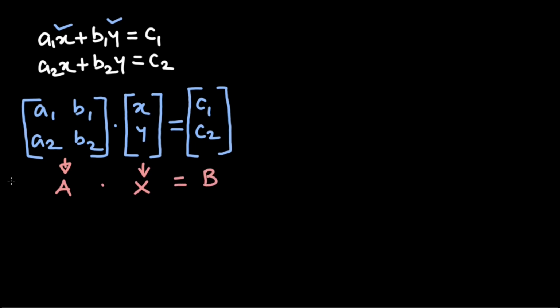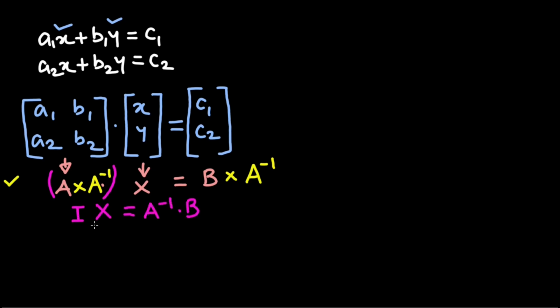We write the product AX as B. Now we multiply this equation AX equals B by A inverse. So we write A inverse into A into X equals A inverse into B. Now we know that A inverse into A is I, so it will be I X equals A inverse B. But I into X is nothing but X, which is the variable matrix x, y, which equals A inverse B.